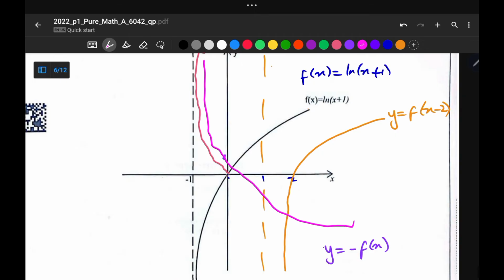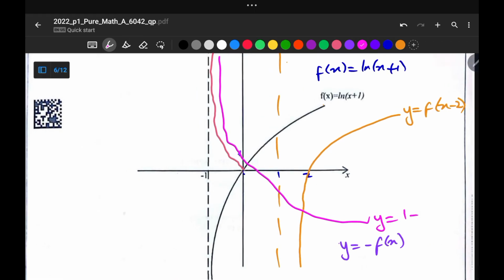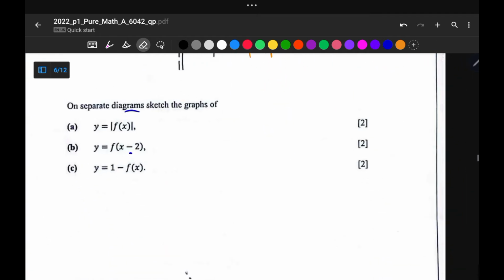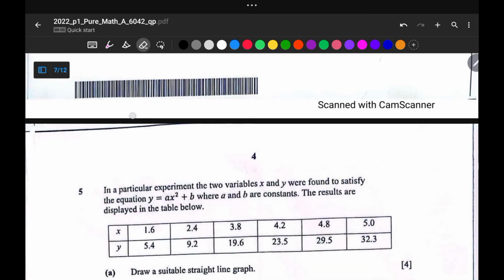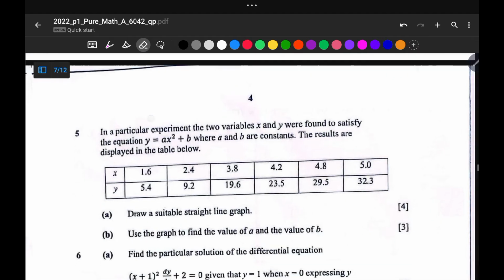Okay, so this is for y being equal to 1 minus f of x. Okay, and we are done. And let us move on to the next question, question number 5. This one is a linear law question, and it requires a graph, so we can skip this one.